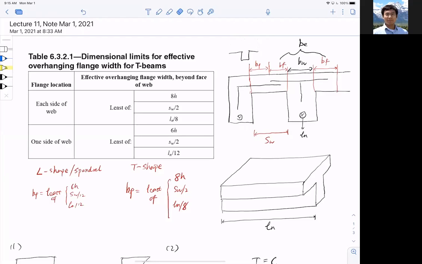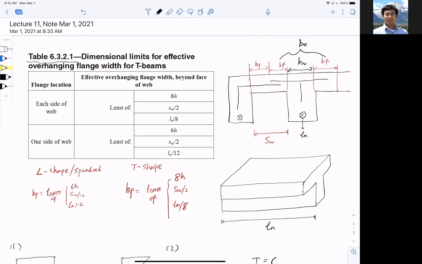Okay, all right, so let me just take this one on. Look at this image here. So in the section, you might have two locations, one on the left we call L shape, and one in the middle is called T shape. Now ACI table 6.3.2.1 has a very specific listing for how you calculate the flange width.